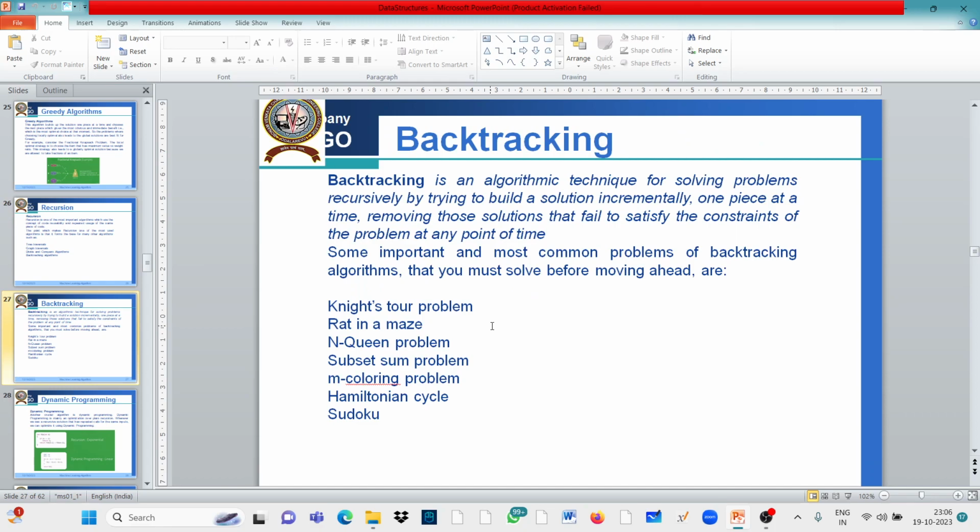Then we study something about the backtracking. Backtracking is an algorithm technique for solving a problem recursively by trying to build a solution incrementally, one piece at a time. So removing those solutions that fail to satisfy the constraints of that problem at any point of time, then we can roll back. Some important and most common problems of backtracking algorithms are the knight's tour problem, rat in a maze, n-queen problem, subset sum problem, m coloring problem, Hamiltonian cycle, Sudoku. All the things are examples of the backtracking algorithm.